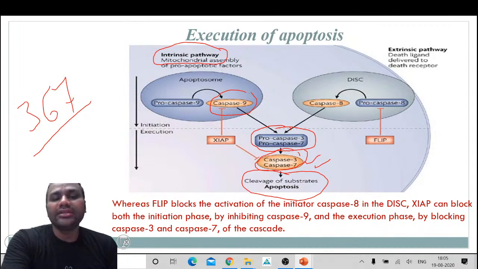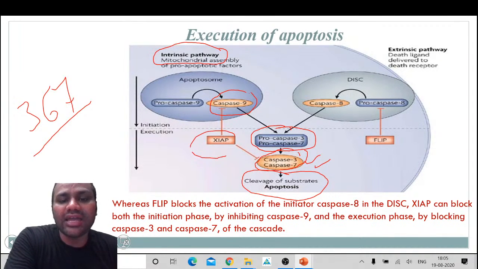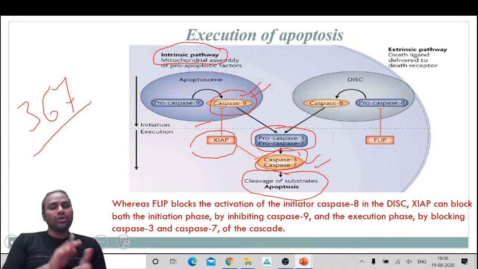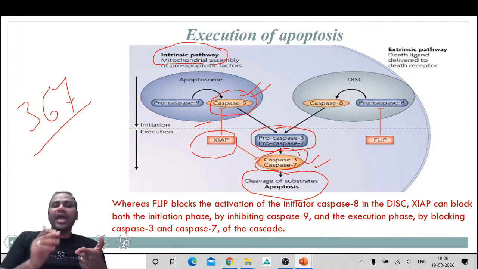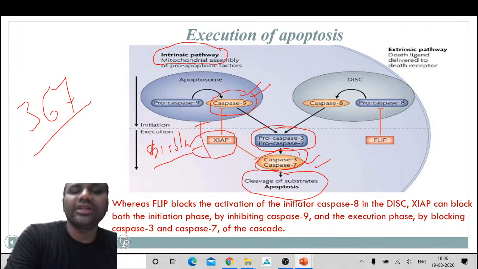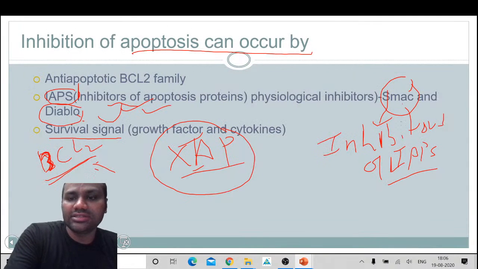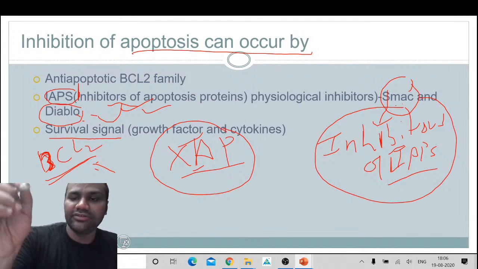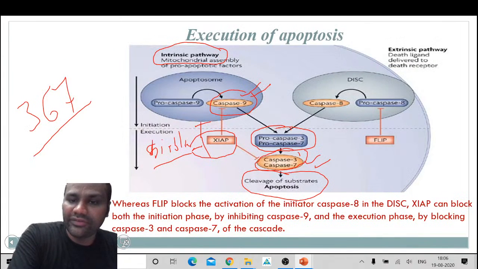Now again this figure is saying the same thing. XIAP will inhibit caspase 9, so apoptosis will not occur. DIABLO and SMAC will inhibit this. SMAC and DIABLO are inhibitors of IAPs, so they will inhibit IAPs.